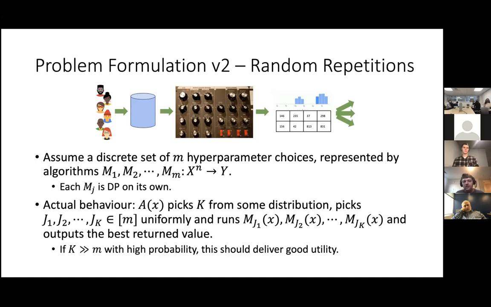Now, the key thing is, as long as the total number of runs, K, is larger than m, we want to have a bit of space, maybe logarithmic, like m log m, then this should deliver good utility for us. With high probability, at least one of these j's is going to select the value we're interested in, the good value, and we're going to run that M sub j, and hopefully output that good value. So this behavior is reasonably well defined, and as long as that distribution is nice, we're going to get good utility.